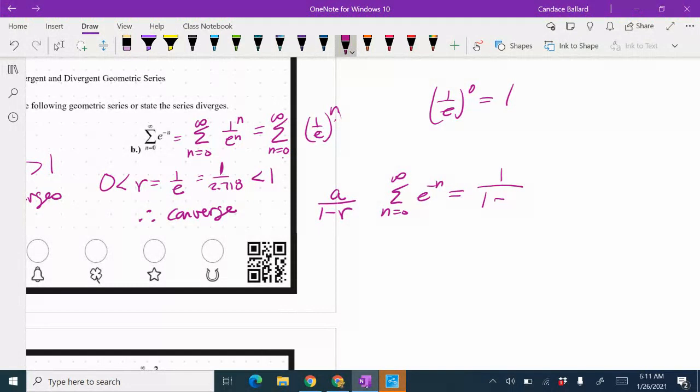And then I'd have 1 minus the r value, which is 1 over e. I could make this e over e if I wanted to simplify this more. So that would be e minus 1 over e. And then I could flip and multiply. So e over e minus 1 would be the sum of this.